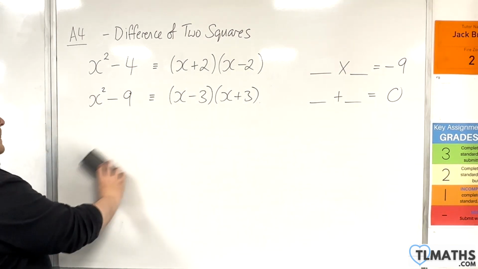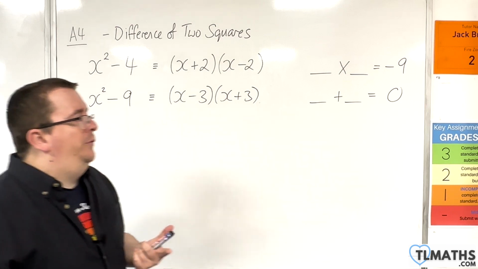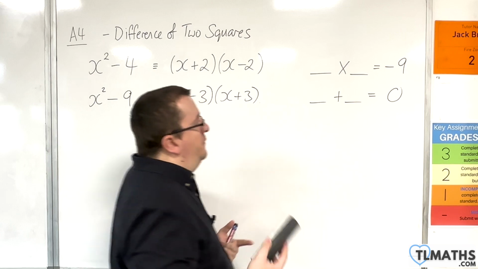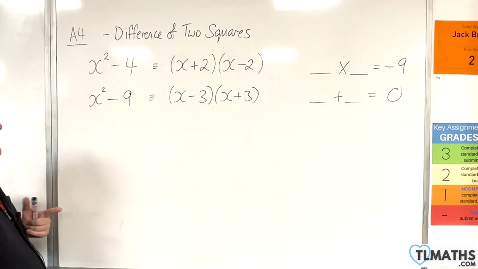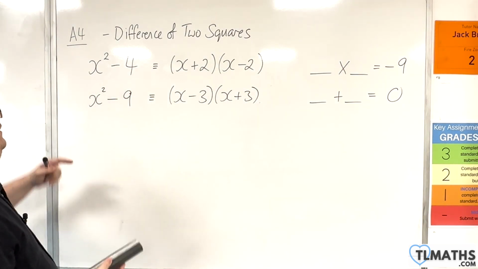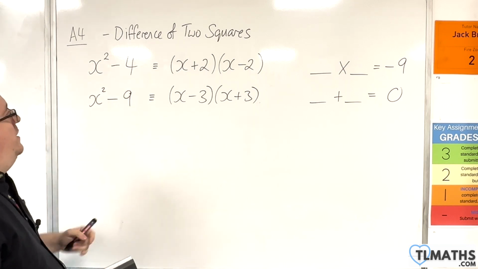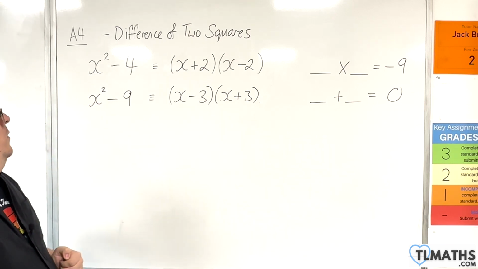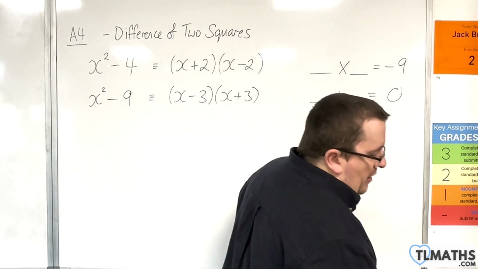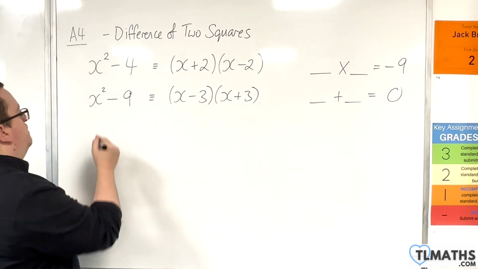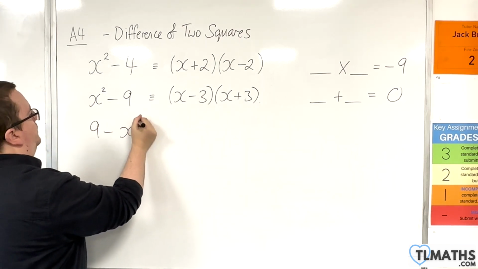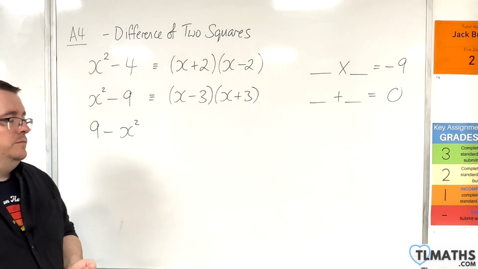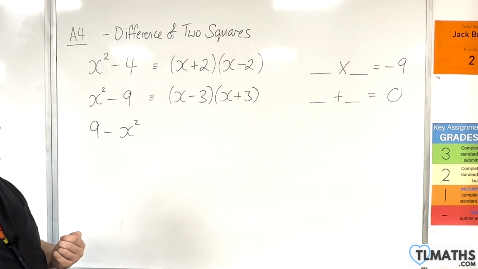Now, before we get into examples, it is best to see this in a generic form, because I don't want you just looking at this structure and thinking it's always going to be of that form. What if we had something like 9 take away x squared? What if it was that way round? Can we do the same thing? Well, yes, we can.